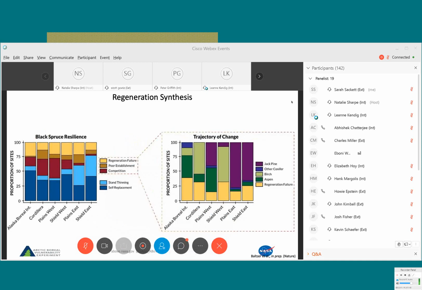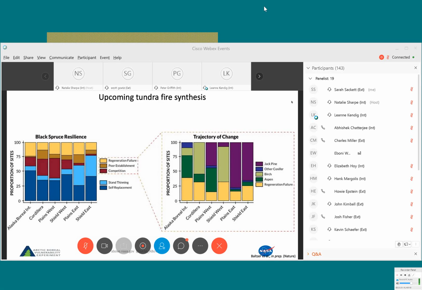And then here's just an indication of that. So the high-level science result here is that black spruce seems to be losing its resilience. That it has quite a bit of categories here that are not self-replacement. So the yellows and orange indicate species turnover, either regeneration failure, poor establishment, or competition. And then you can zoom in, okay, well then why is that happening? What species are taking over? And it's similar to the map I just showed, but in the west it tends to be birch and aspen, and as you move east it becomes more and more jack pine. Next slide, please.